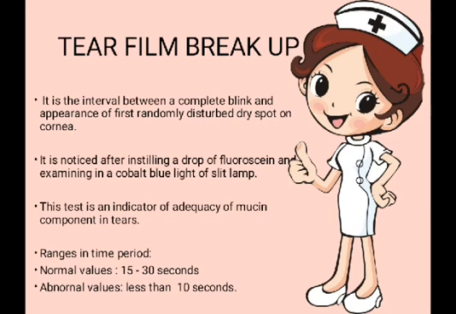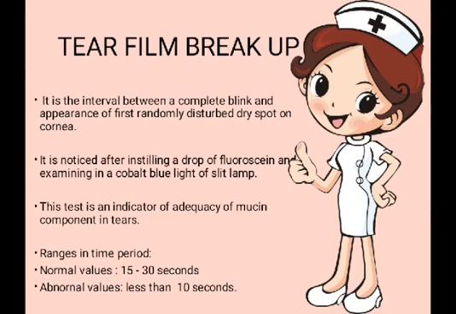By this concept the test is done, and we prove it as positive or negative. It is noticed after instilling a drop of fluorescein and examining under the cobalt blue light of a slit lamp. This test is an indicator of the adequacy of the mucin component in the tears.